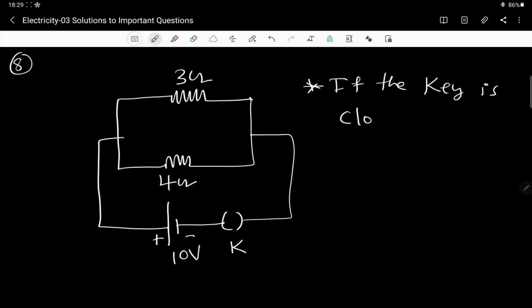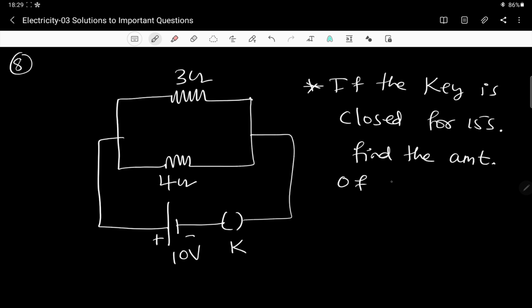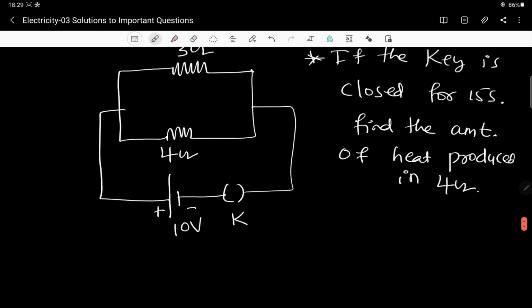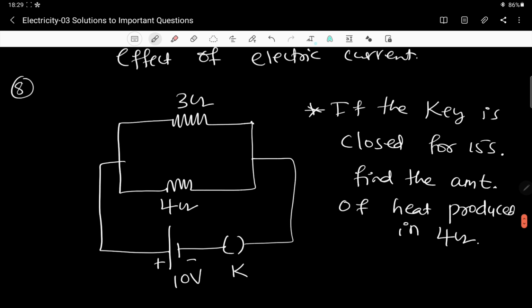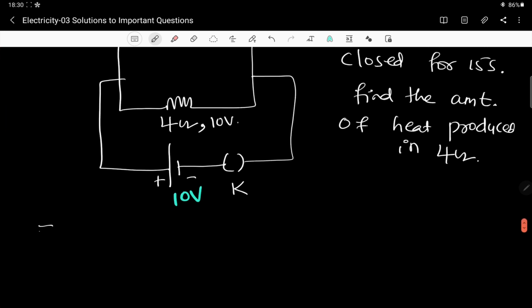Now the question is, if the key is closed for 15 seconds, find the amount of heat produced in the 4 ohm resistor. All right, look at this. Here it is 10 volt, and this is a parallel connection, so the 4 ohm will also get 10 volt. And time is given. Time is equal to 15 seconds.